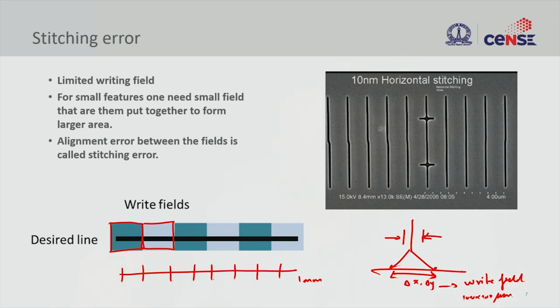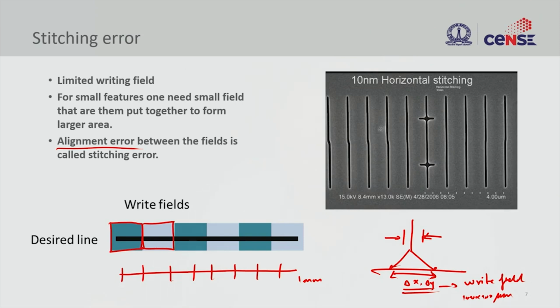So this is only a problem if the size of these features is larger than the write field that you have. If the features are within one write field, you will not face this stitching error, okay. If your write field is smaller than the feature that you want to write, you will find this problem, right. So this is all about stitching, and you need to have this alignment error correction, right.